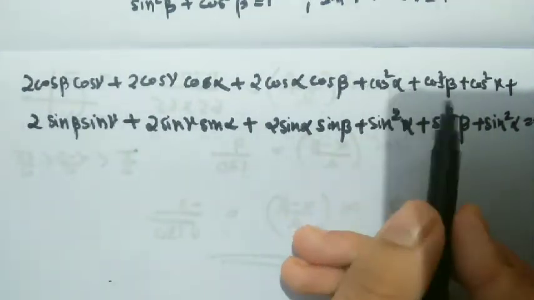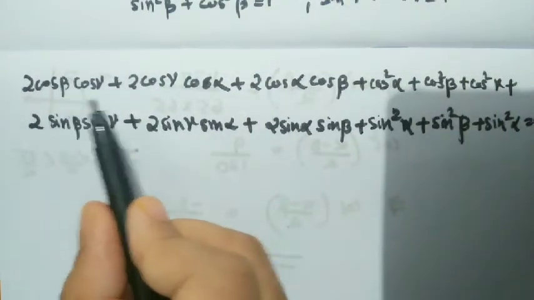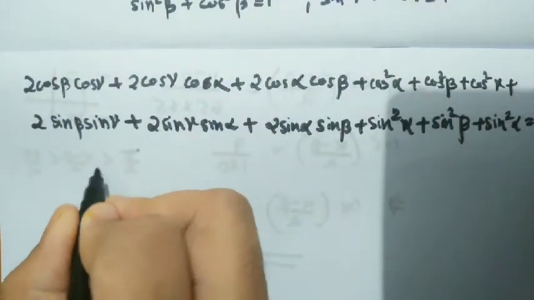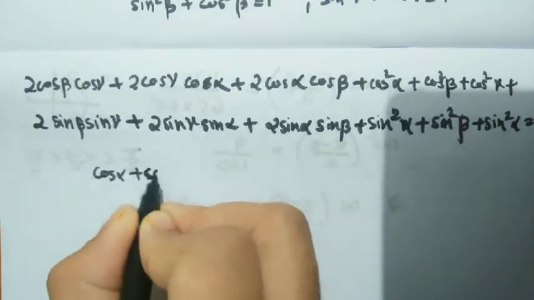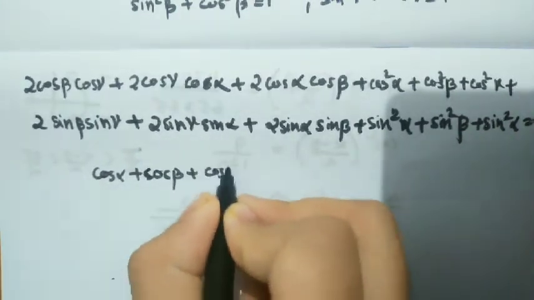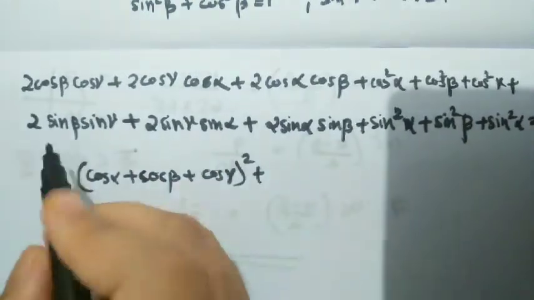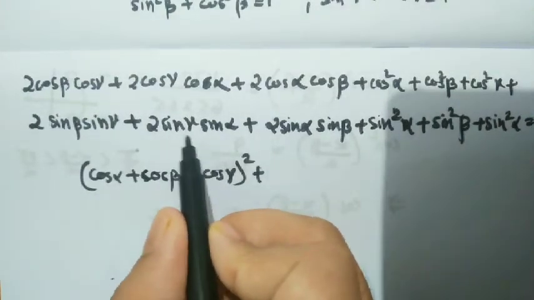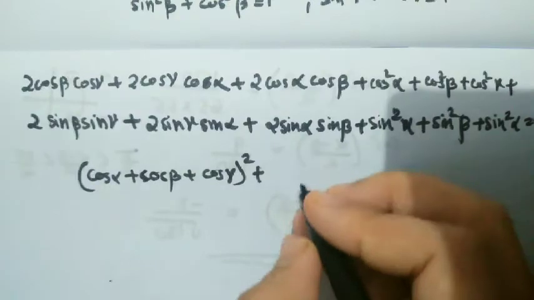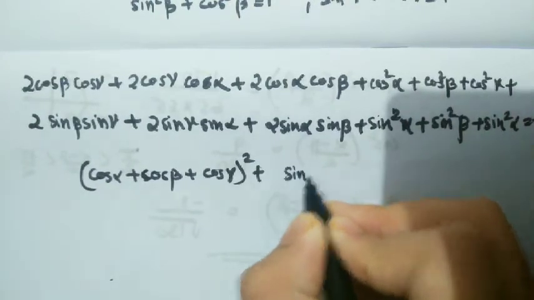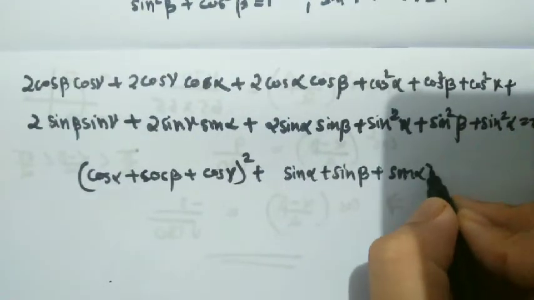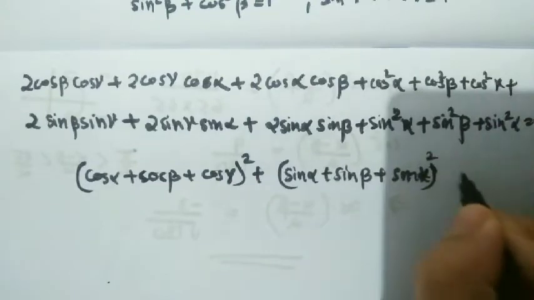Now we can take cos² alpha plus cos² beta plus cos² gamma plus 2 cos alpha cos beta, cos beta cos gamma and cos gamma cos alpha. That means (cos alpha plus cos beta plus cos gamma) all squared, plus sin² alpha plus sin² beta plus sin² gamma plus 2 sin beta sin gamma plus 2 sin gamma sin alpha plus 2 sin alpha sin beta. That is (sin alpha plus sin beta plus sin gamma) all squared is equal to 0.